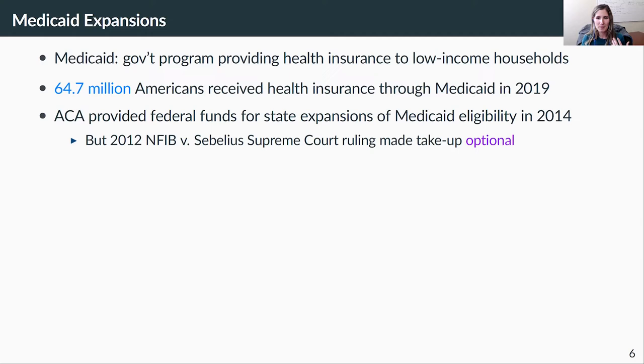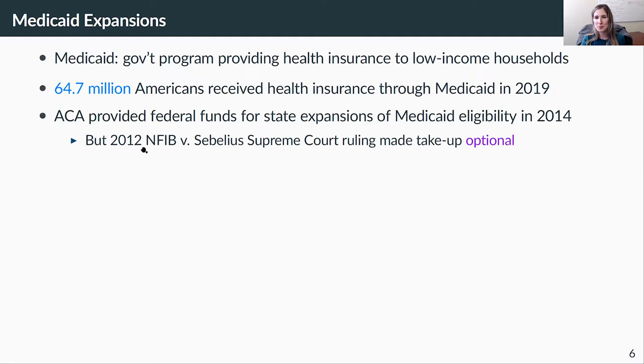One reason that we focus on Medicaid is that it's not only a large part of the social safety net in the US, but it's also a piece of the safety net that has undergone some of the most dramatic changes in recent years. This is mainly due to the Affordable Care Act, or ACA. The ACA set out to provide federal funding for state expansions of Medicaid eligibility in 2014. Now, in 2012, there was a Supreme Court ruling that ultimately made take-up of the expansion optional.